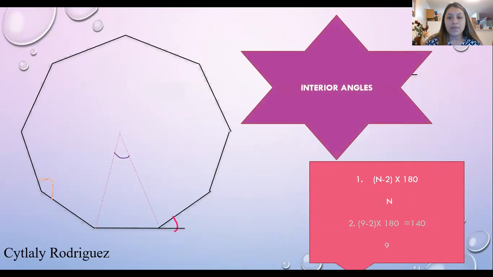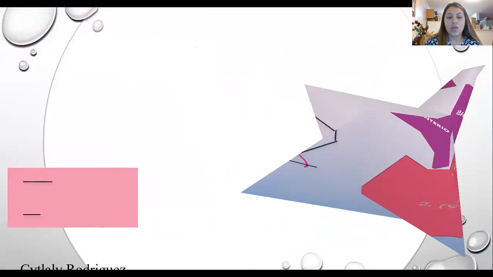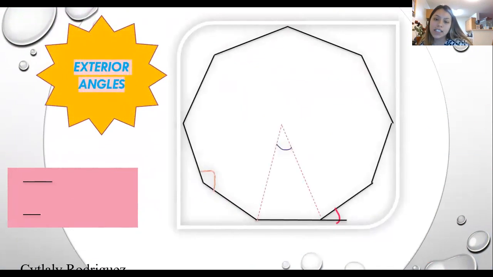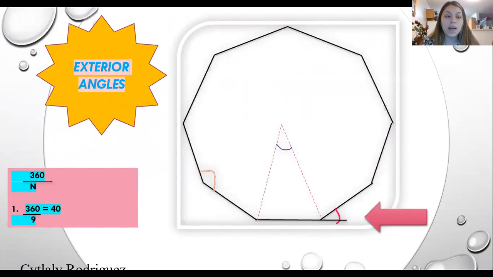So what are exterior angles? Exterior angles are angles that are found outside the shape. So the formula we would use would be 360 divided by n. 360 because that's what the whole shape is equal to. So we would do 360 divided by 9, which would give us 40. Therefore, the exterior angle would be 40 degrees.